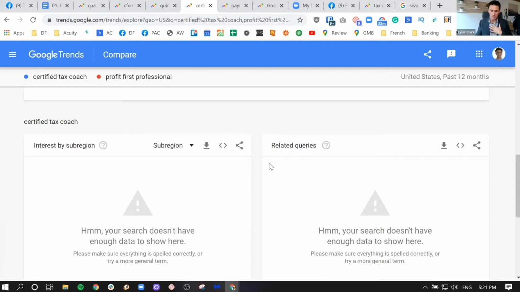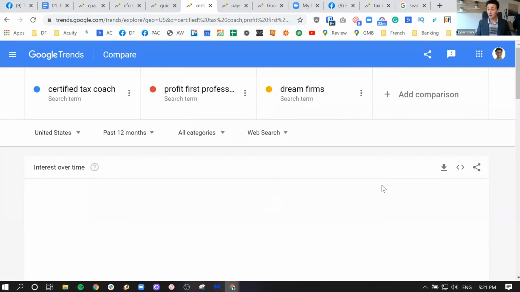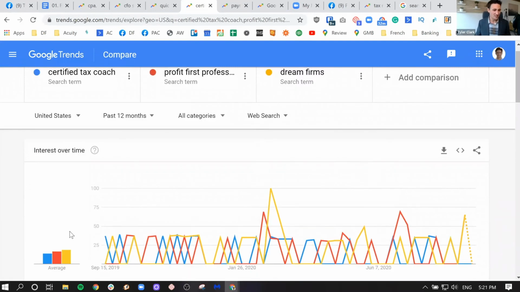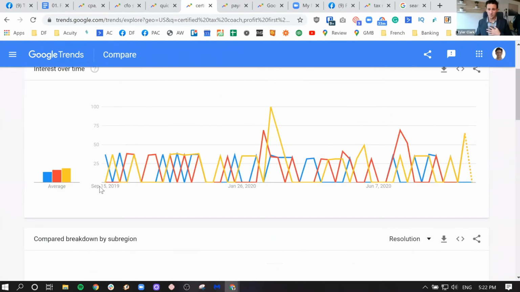I'm not doing that. If I put my name in here, or if I put Dream Firms in here, even though I don't have a certification, because I think generally speaking, most certifications don't matter that much. But if I put Dream Firms in here, I probably wouldn't even compete that well against them. A little bit better. How about that? I wasn't expecting that, to be honest. And so my point is, does the market even care about Dream Firms, right?